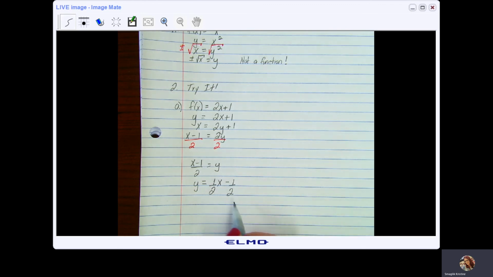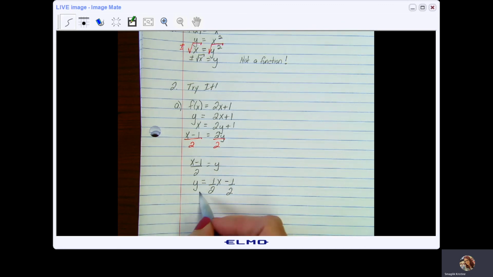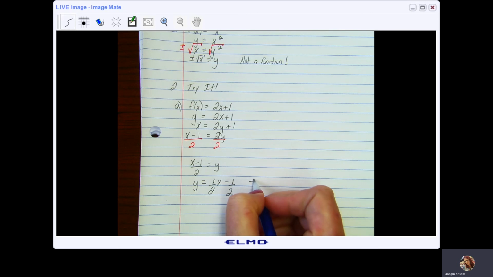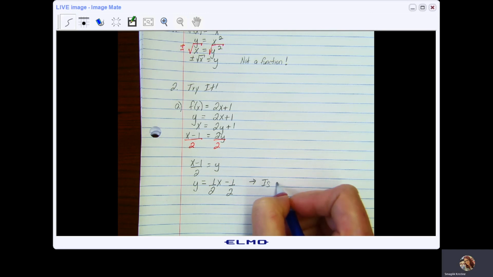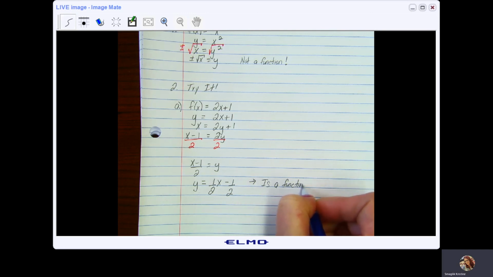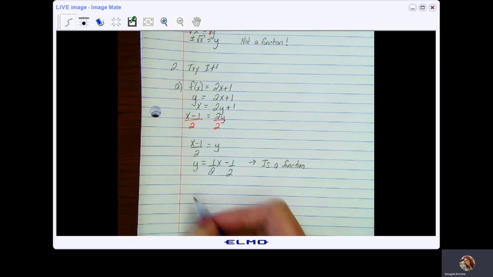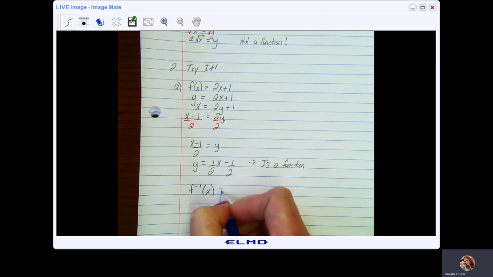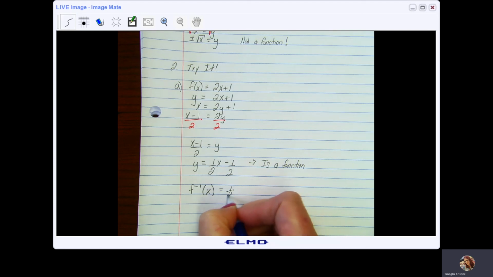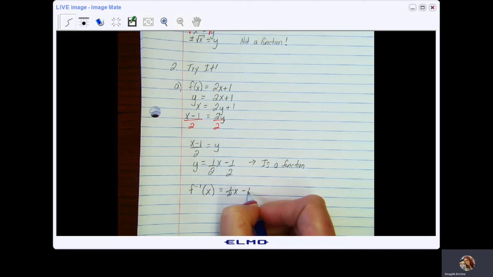And I think in this form, it might be a little bit easier to recognize that this is a linear equation. Remember, this is in the form y equals mx plus b, slope-intercept form. If you have a linear relationship, this is a function. And now, because it is a function, I can use my inverse notation. The inverse of f of x equals 1/2 x minus 1/2.